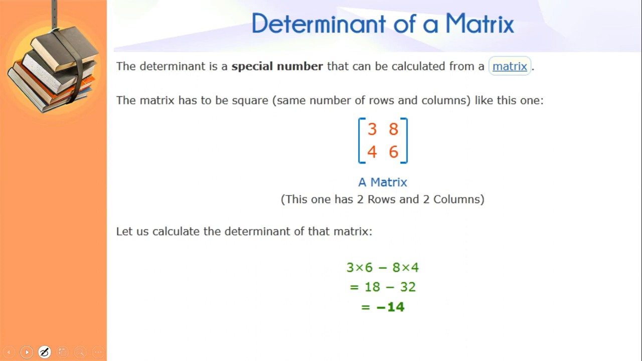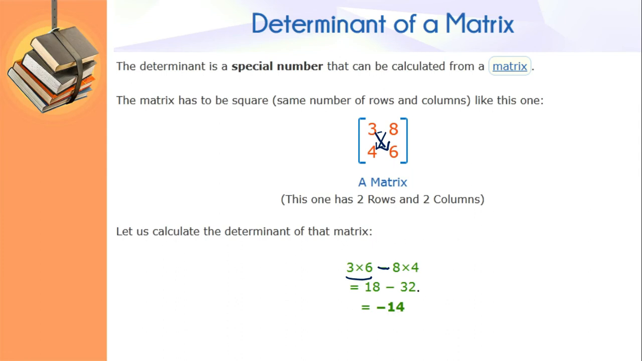So here we will find the determinant. For the determinant, we will multiply the diagonals, and in between we will write a negative sign. First we multiply the first diagonal, 3 multiplied by 6, then a minus sign, and then 8 multiplied by 4. So 3 times 6 is 18 and 8 times 4 is 32. When we subtract, our answer is minus 14.